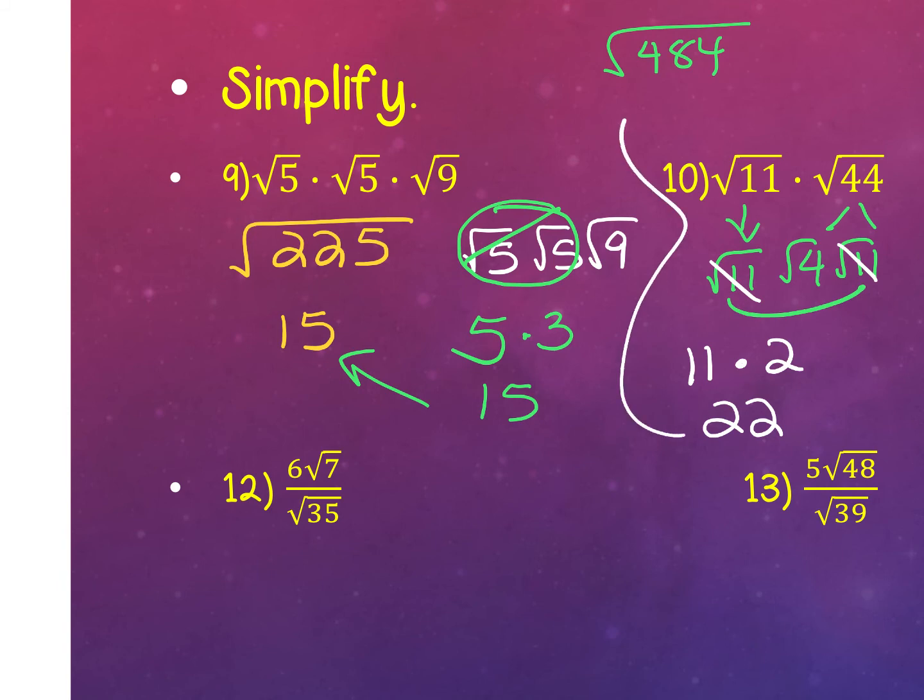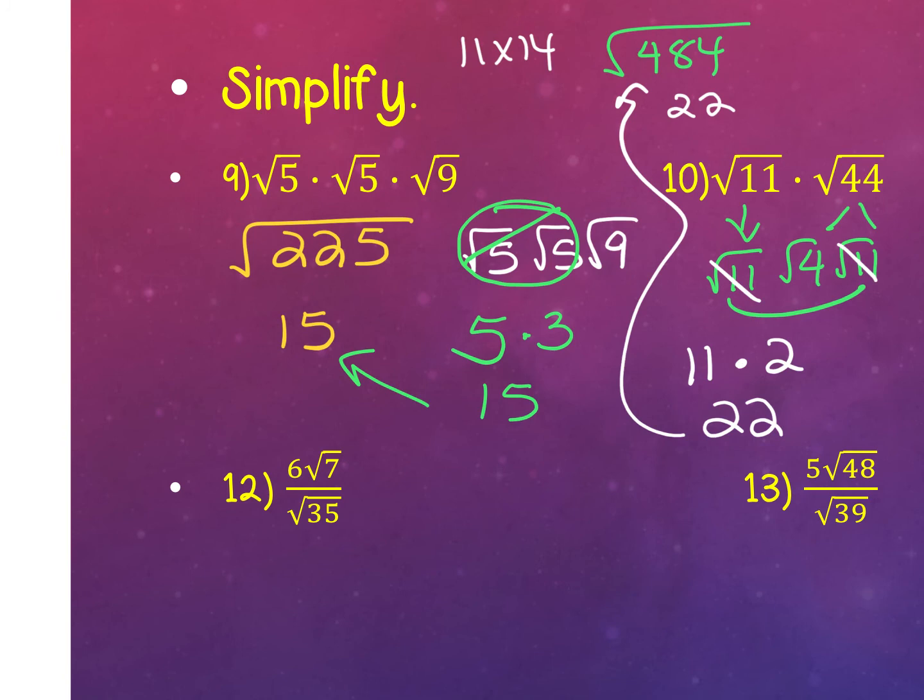484, this number I got when I multiplied 11 times 44, is a perfect square. The square root of 484 is 22. But honestly, you don't want to have to go back and factor it. It's already started to be factored for you. Just keep going from where the problem starts.